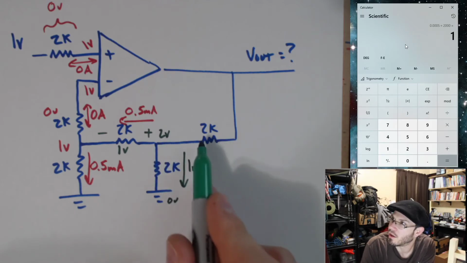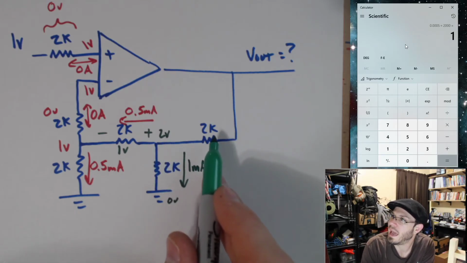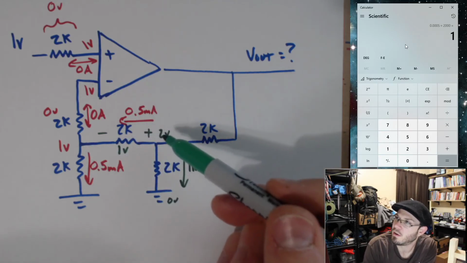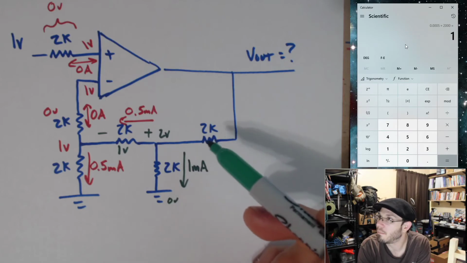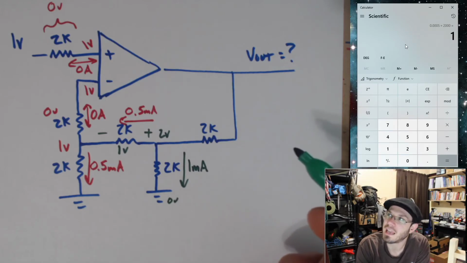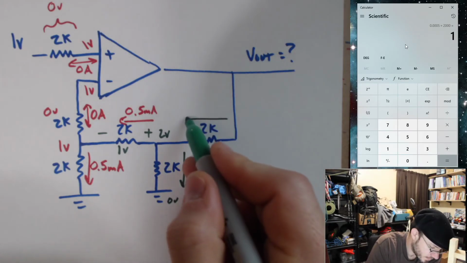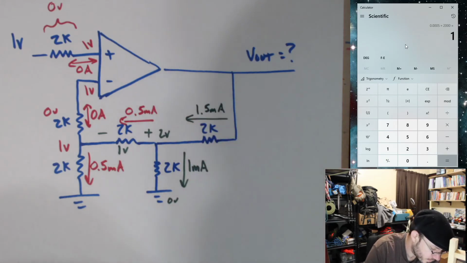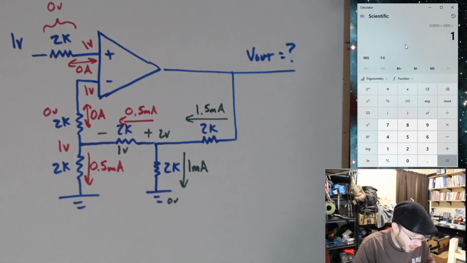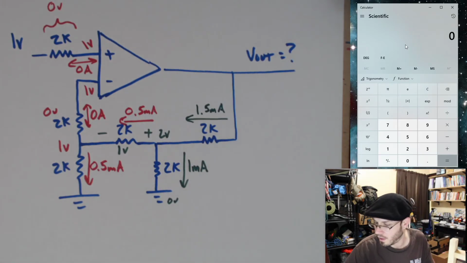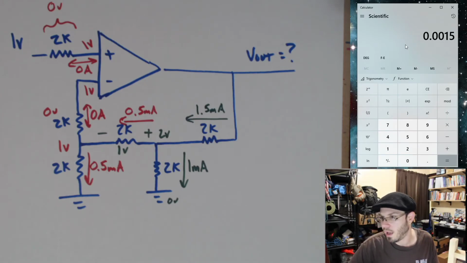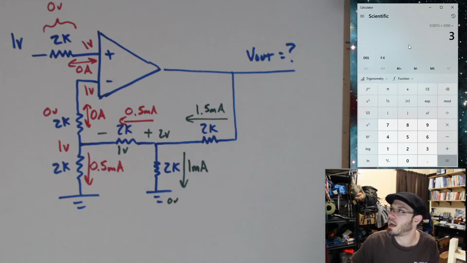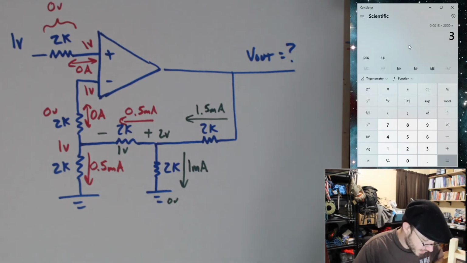Kirchhoff's current law, though, will tell us the current going through this 2K. I have some current entering, and I have 0.5 milliamps leaving and 1 milliamp leaving. Therefore, I must have 1.5 milliamps entering. Okay, with that, I can now figure out my voltage drop. I have 0.0015 times 2K, V equals IR, and I get 3 volts.